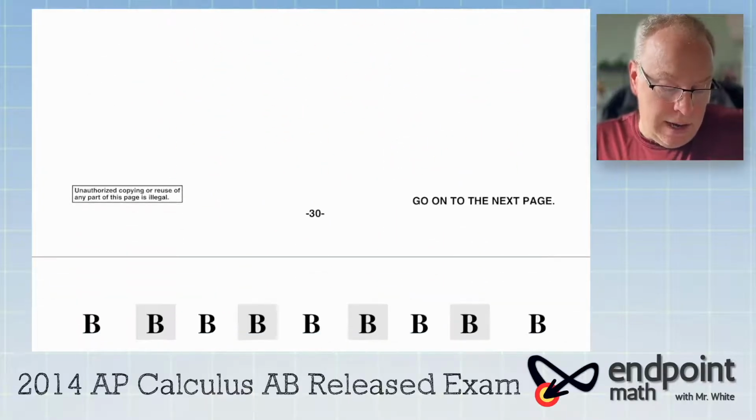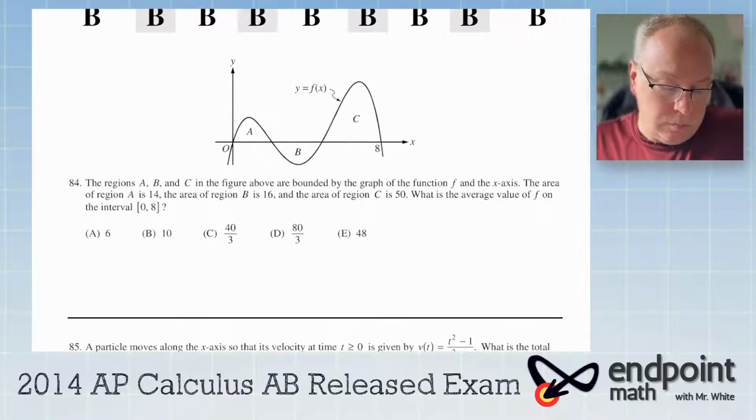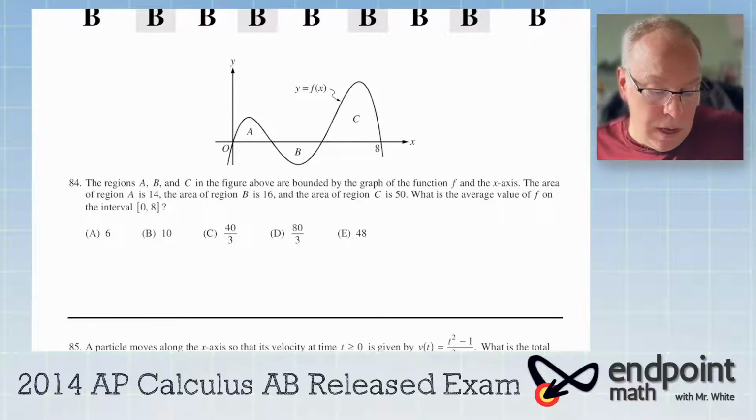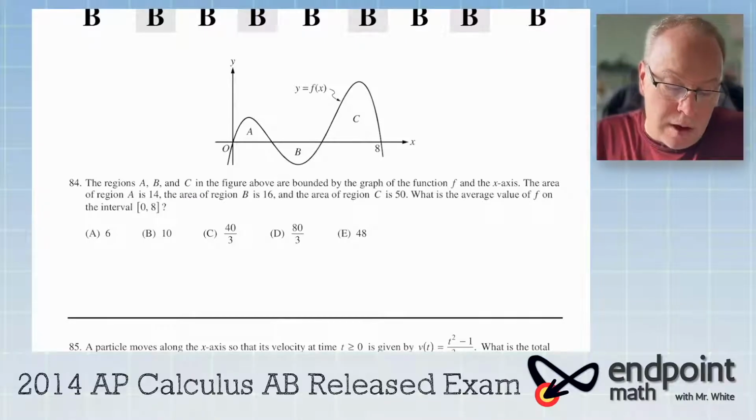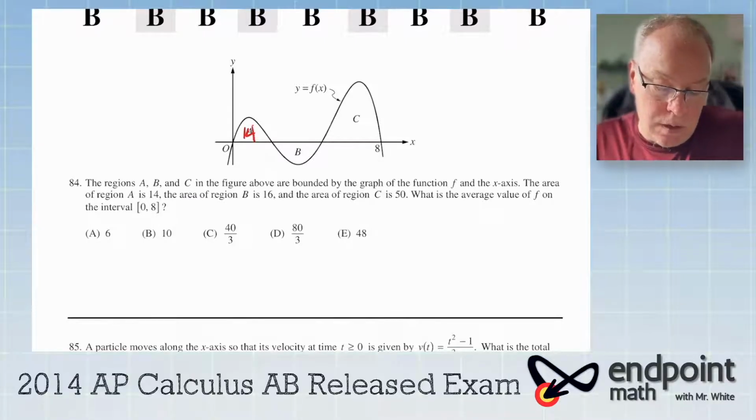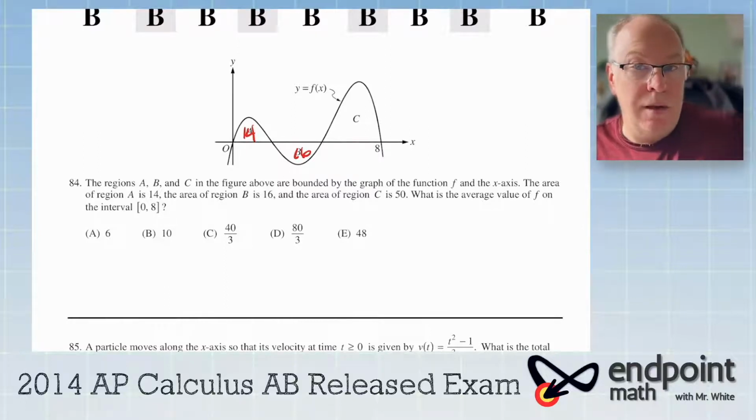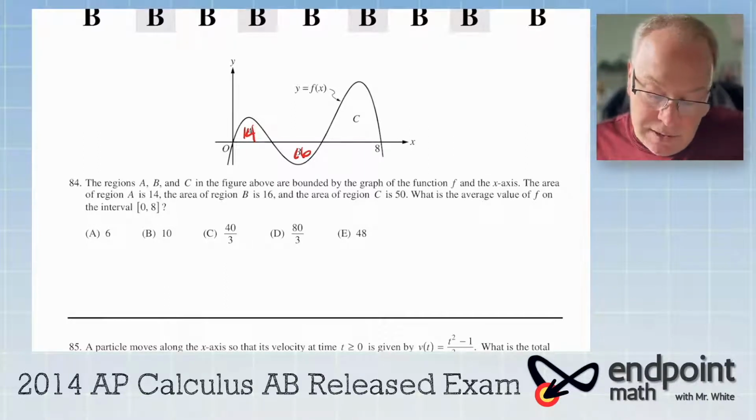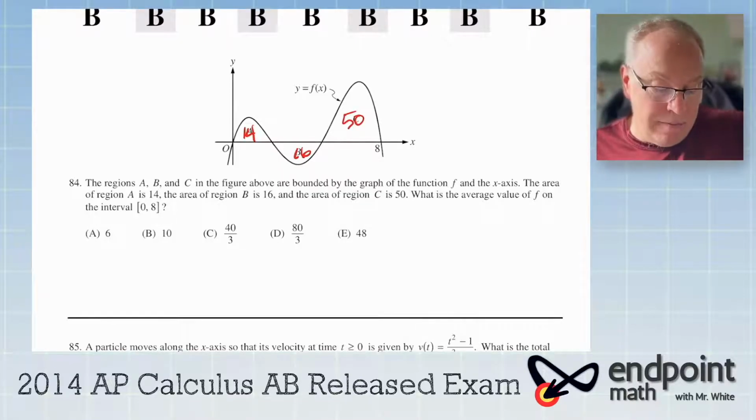All right. 84. Here we go. The regions A, B, and C are defined here, and the areas are 14, 16. Now notice that's under the x-axis, so I'm thinking, oh, that's going to be negative. And then C is 50. What is the average value of f on the interval 0 to 8?